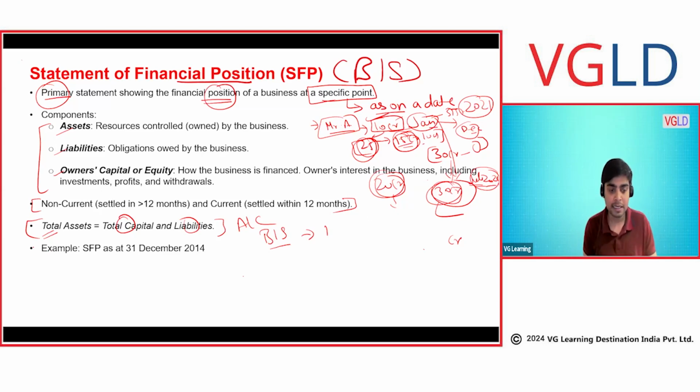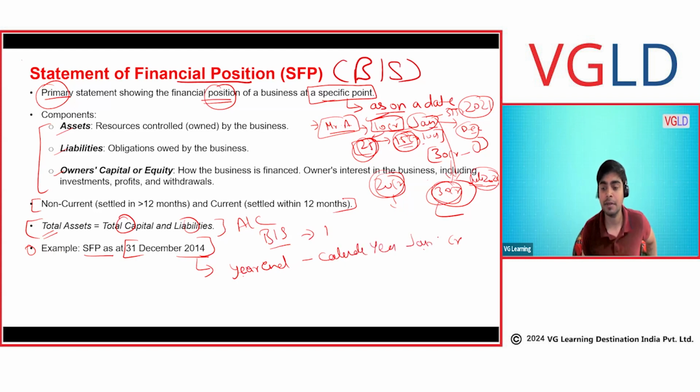Just as I told you, the balance sheet is as on a day, so it will be as on a date of 31st December 2024. Normally, the cycle for a balance sheet is year end. What is year end? It can be a calendar year. Calendar year basically means January to December. Many organizations like international multinational companies follow this calendar year, so normally their year end would be 31st December.